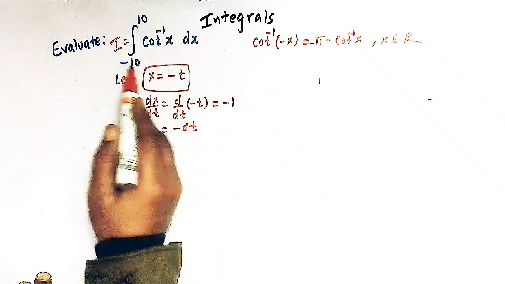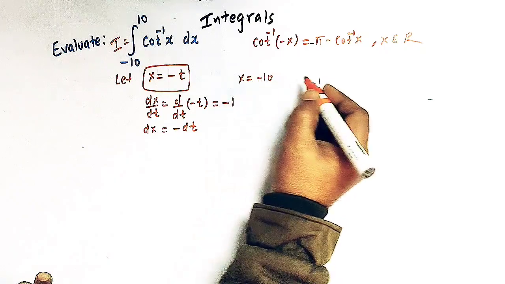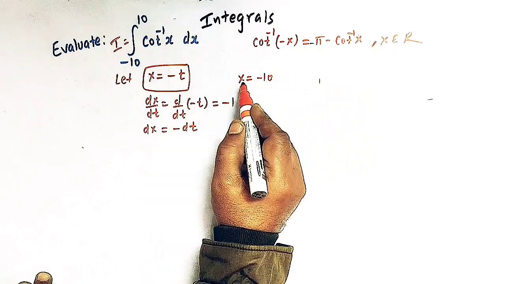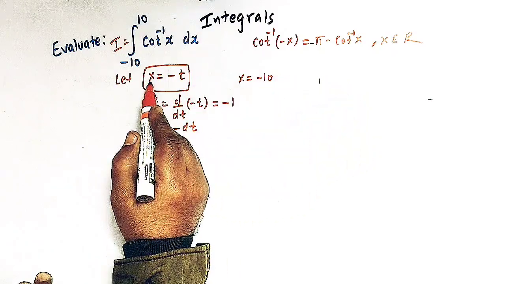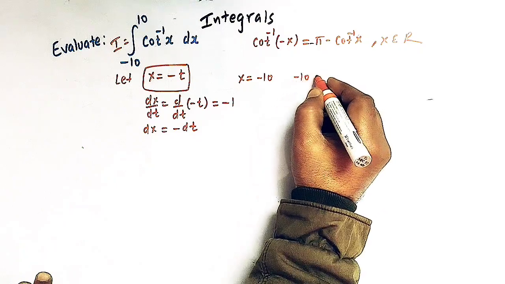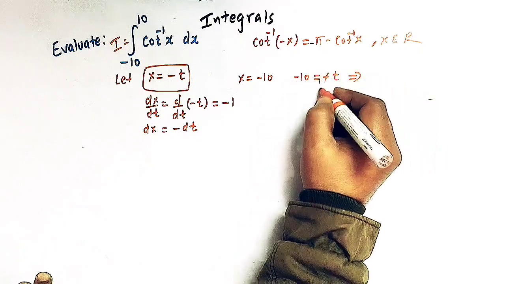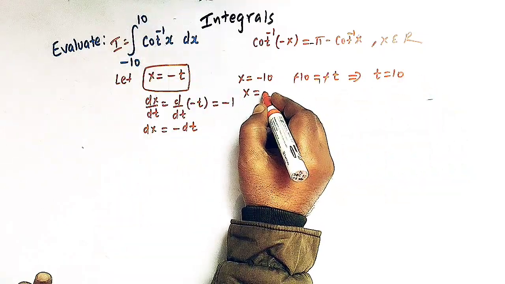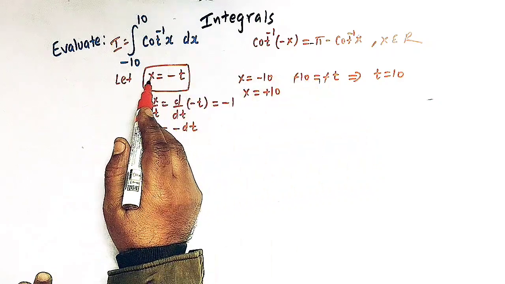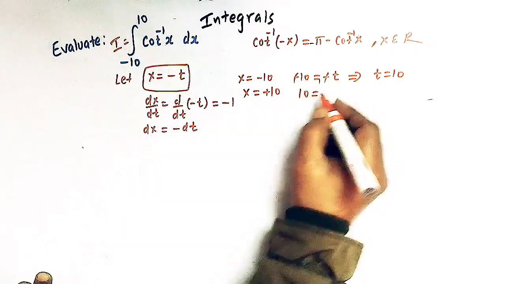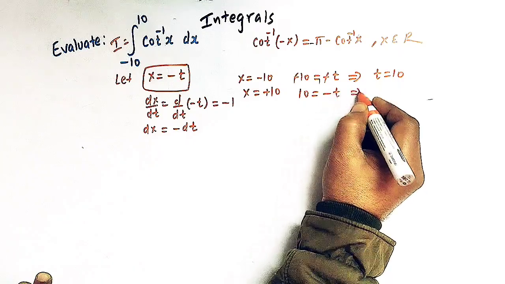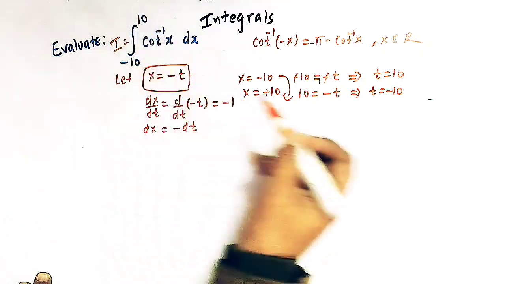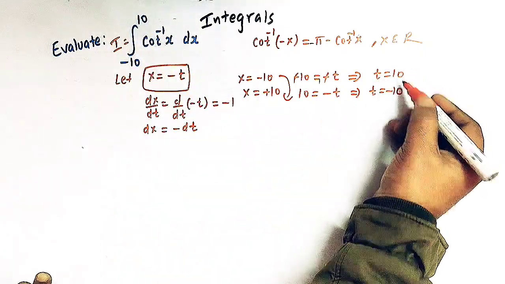So when the lower limit is minus 10, then the corresponding value of t is given by substituting x is equal to minus 10 in this expression. So we have minus 10 is equal to minus t, so t is equal to 10. And when the upper limit is plus 10, then the corresponding value of t is given by 10 is equal to minus t, so t is minus 10. So when x varies from minus 10 to 10, t varies from 10 to minus 10.